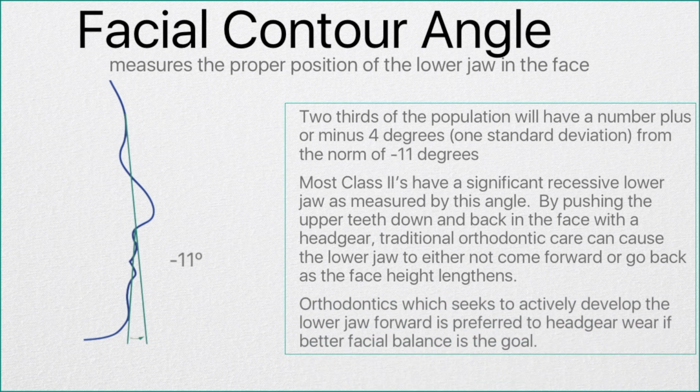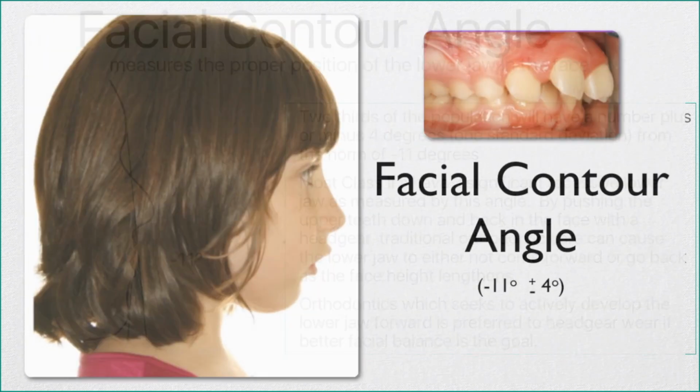Orthodontics, which seeks to actively develop the lower jaw forward, is therefore preferred to headgear wear if better facial balance is the goal. And it's certainly the case if getting a better airway is the goal, if getting a better airway involves getting the maxilla with the soft palate attached to it forward and the mandible with the tongue attached to it forward to open the airway.